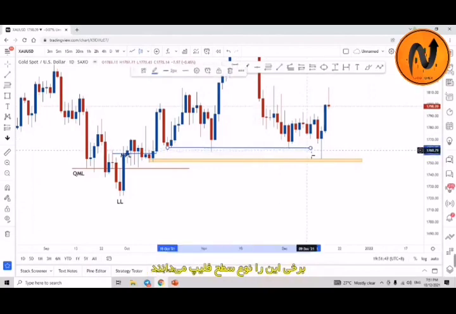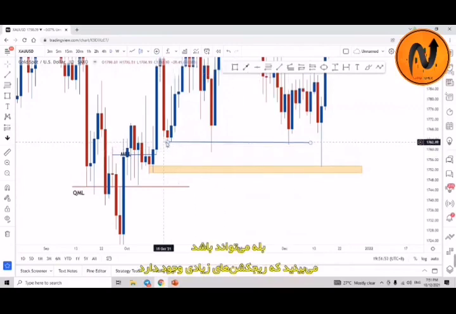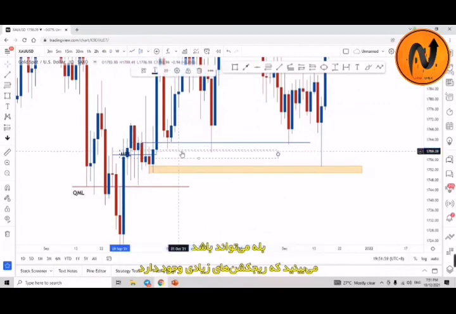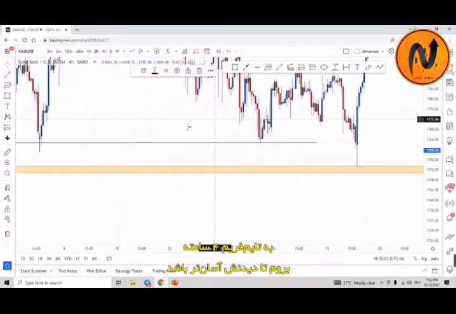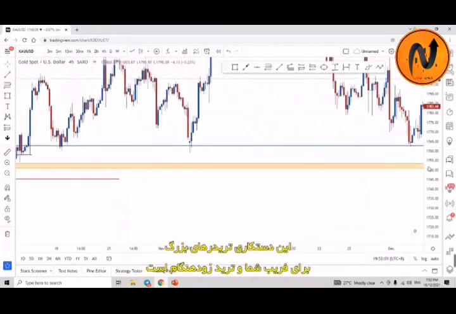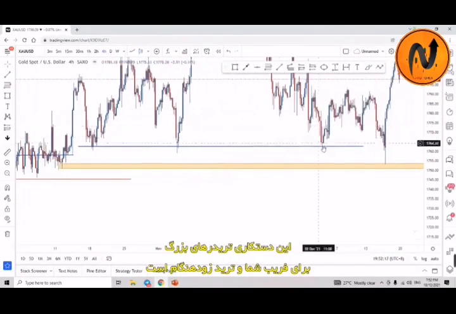Some people might categorize this as an SR flip. Yes, it can be also. You can see there is a lot of rejection along this line. So this is a manipulation. Maybe I switch to H4, it's easier for you to see. This is a manipulation by big traders to trick you guys into getting a buy trade early, all right, early.